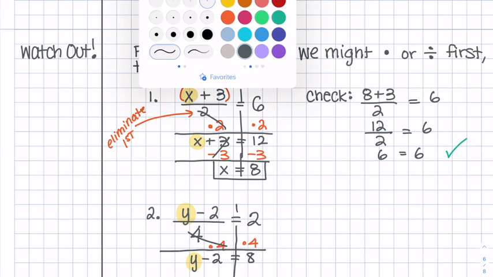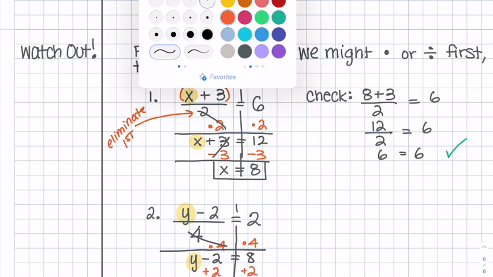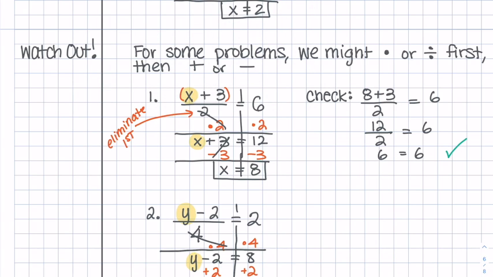My variable is right here, so it's not alone yet. So I need to get rid of the 2. If I'm subtracting by 2, I do the opposite, which is adding 2 on both sides. And if I add 2 on both sides, my 2's go away. Y is going to give me 10. Box your answer. I always need to check my work.